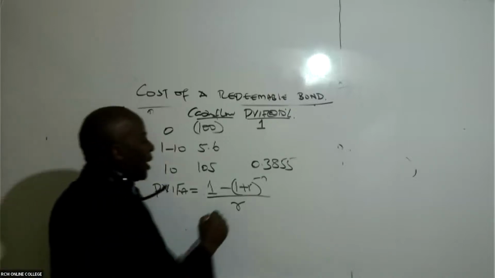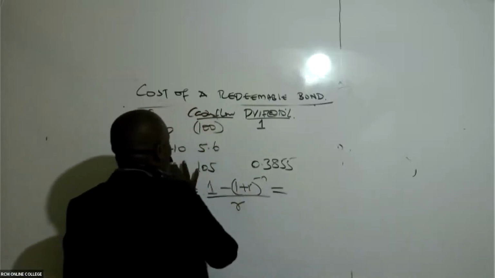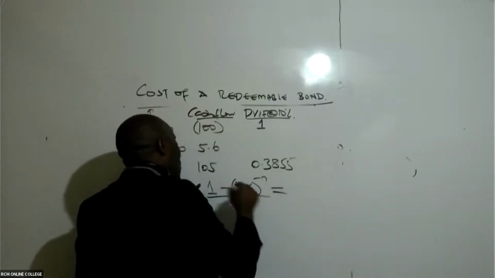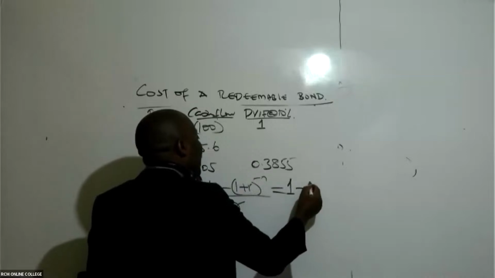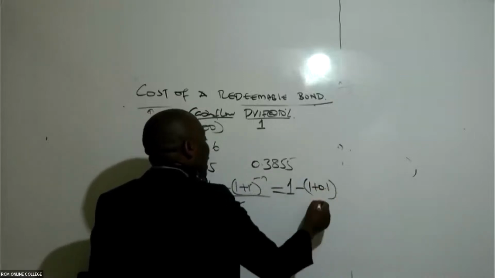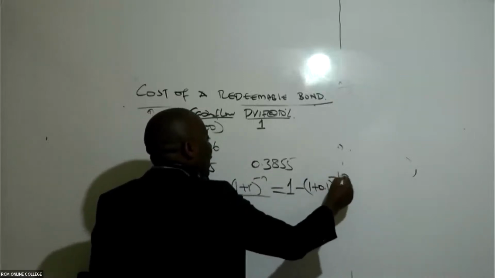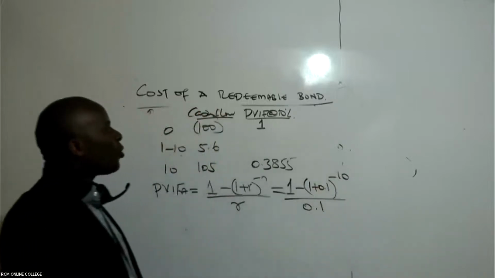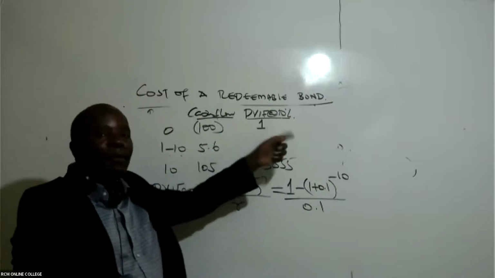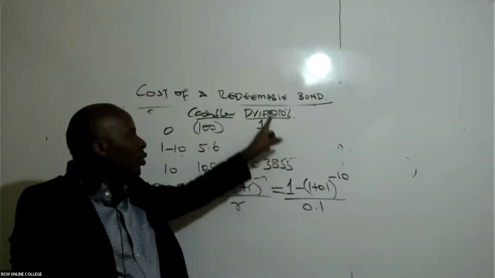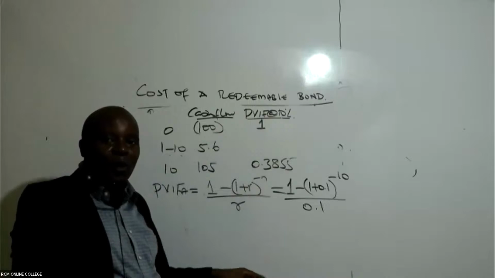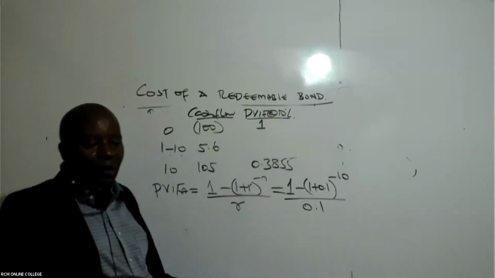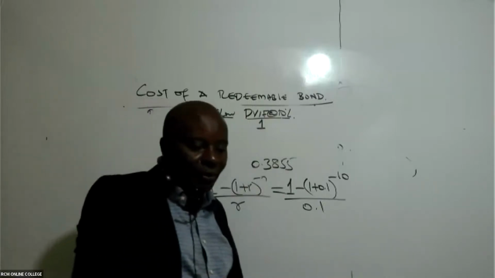Because we want years 1 to 10, I can see an annuity, uniform. So it will be 1 minus 1 plus 0.1 raised to negative 10, everything divided by 0.1. Remember, later on I'll be showing you that 10% is a very good figure. This one must be on the tables. We have some discount tables.